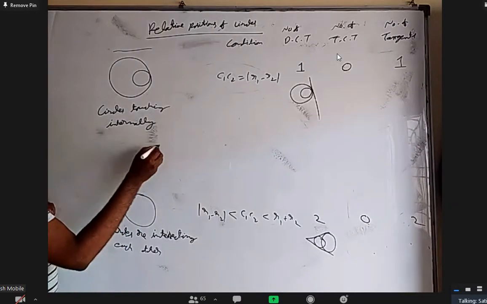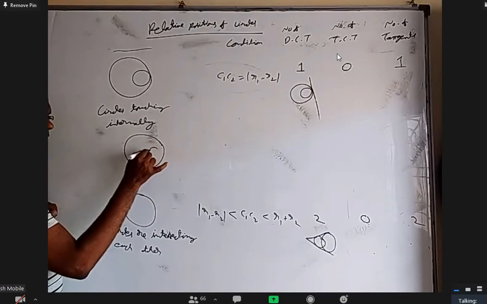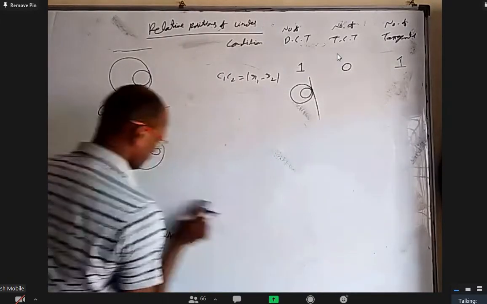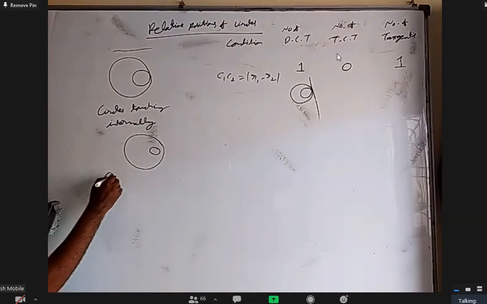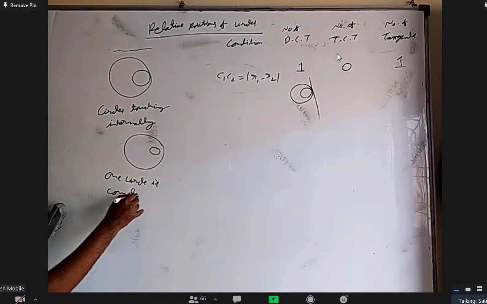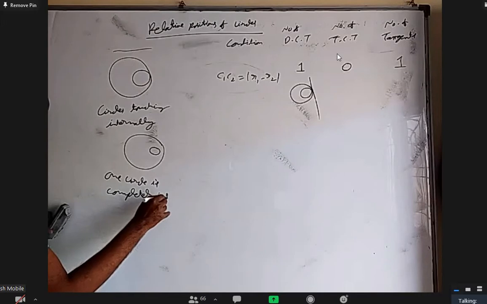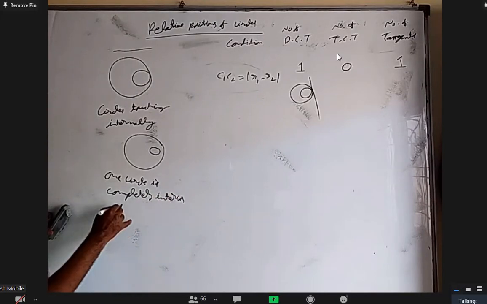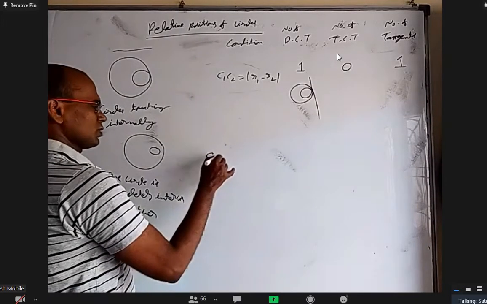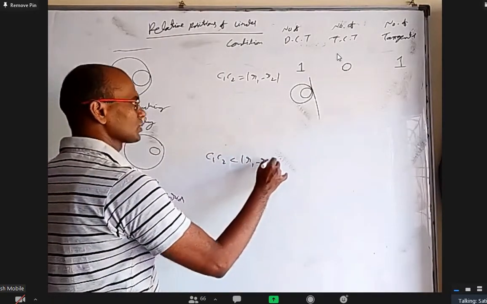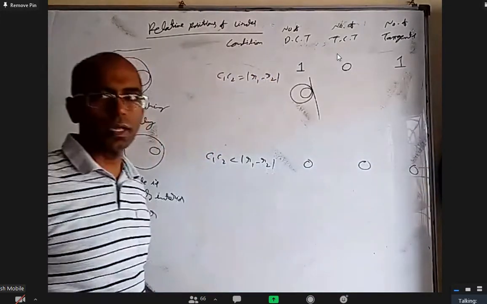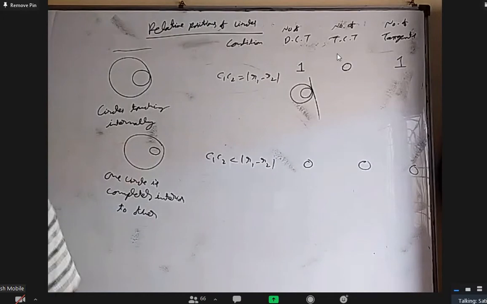Okay, one is inside the other. One circle is completely interior to the other. That is, C1C2 is less than mod R1 minus R2. This is 0, this is 0. No direct common tangent, there cannot be any common tangent at all, not possible.